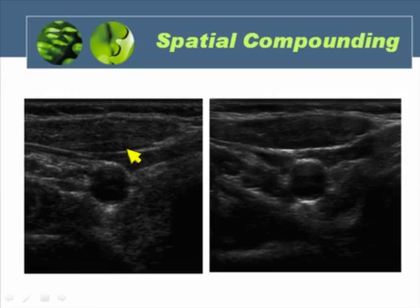Let's look at these two images of the transverse carotid, and notice that in this image without spatial compounding, we are able to see a significant amount of speckle. Notice with spatial compounding, we've drastically reduced the speckle, and in fact we have better definition of some of the soft tissue structures in the neck.